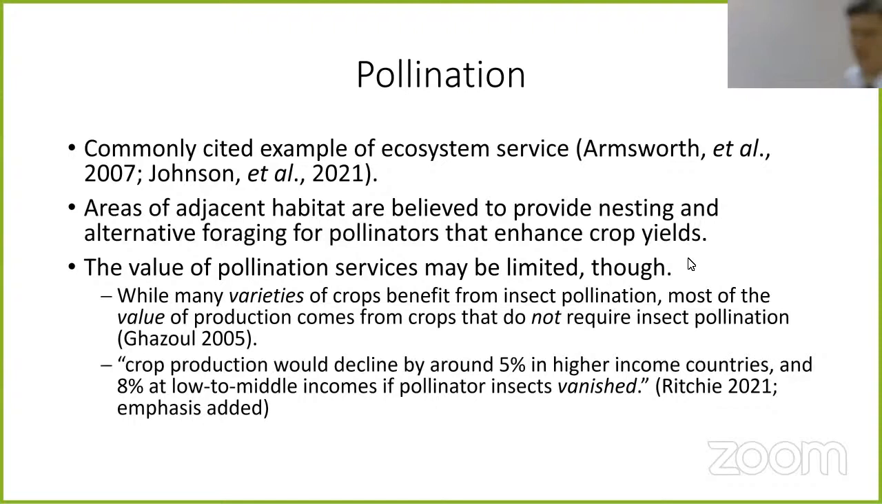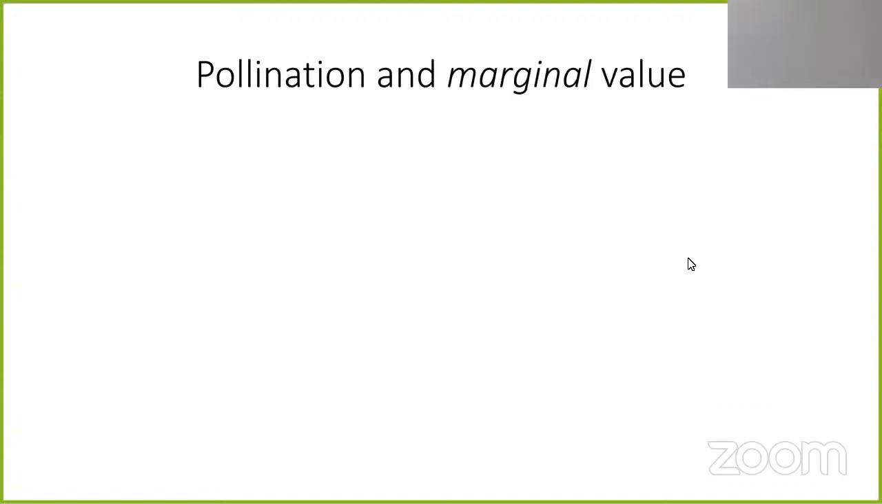Now, to be fair, I try to call out statements that are made that reflect bad economics. In a sense, this statement also reflects bad economics. What they're saying is basically if insects vanish, 5% of crop value in wealthy countries or 8% of crop value in developing countries would disappear. That's not right, of course, because what would happen if all the fruits that require pollination disappeared? Well, presumably, as the pollinators disappeared, the prices would skyrocket. So again, we can look at the number of crops that require pollination, but the value of crops would certainly go up as the number of pollinators declined.